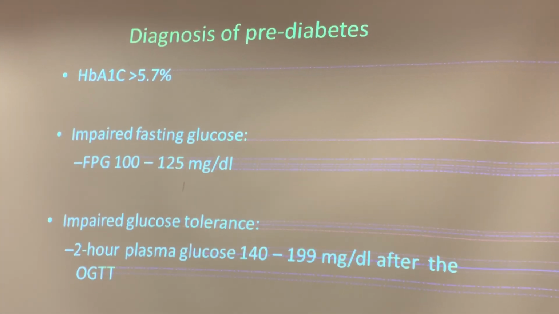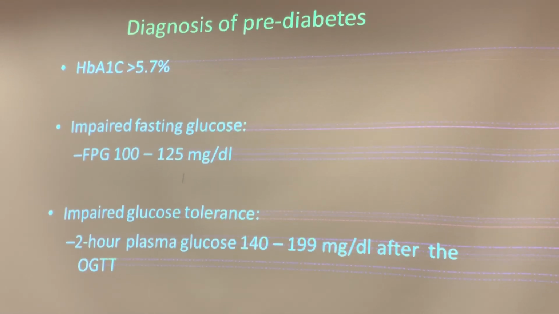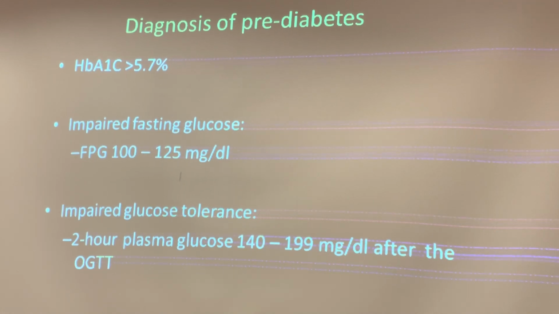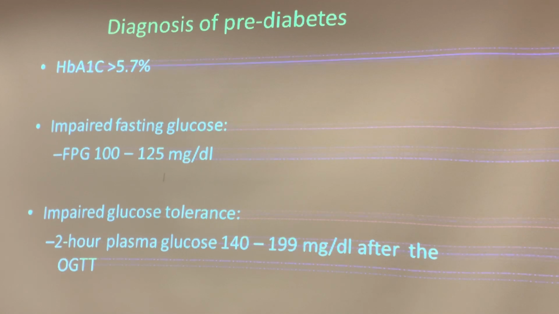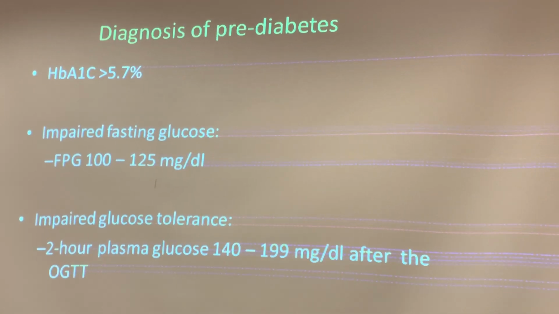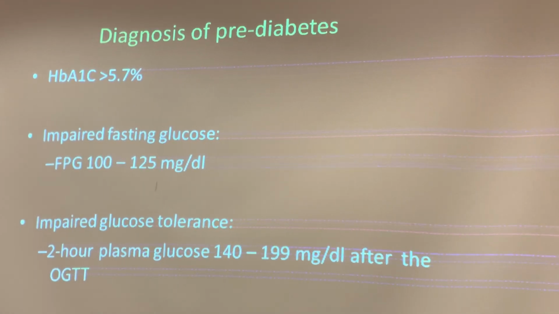Pre-diabetes is the newer entity. If the A1C is more than 5.7%, or impaired fasting glucose, meaning after 8 to 10 hours of fasting the glucose is more than 100, it's pre-diabetes. Also impaired glucose tolerance if the 2-hour plasma glucose is 140 to 199. Those patients we typically treat, but not with insulin, with oral hypoglycemic agents.